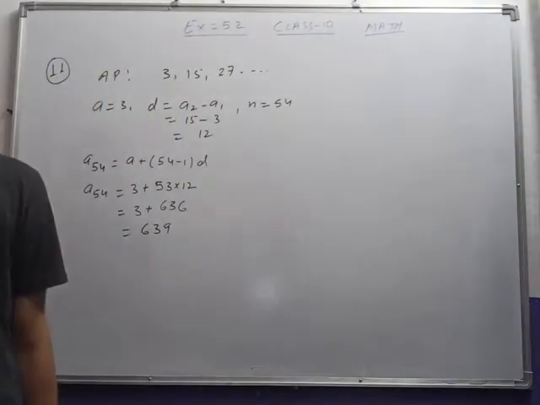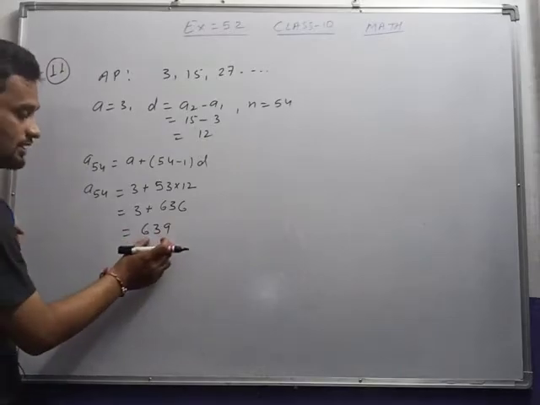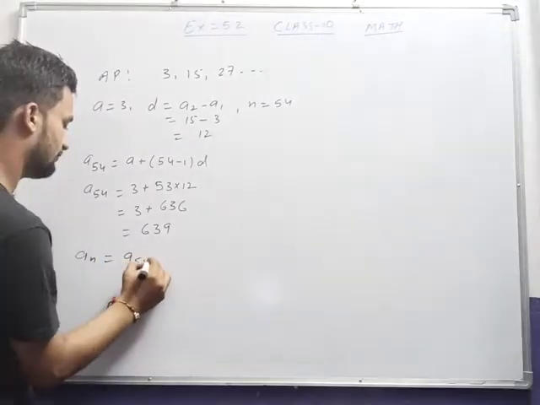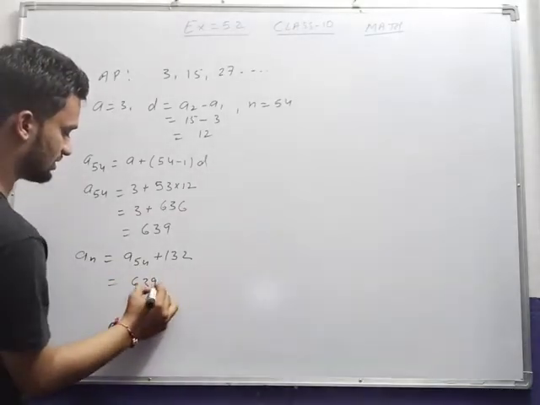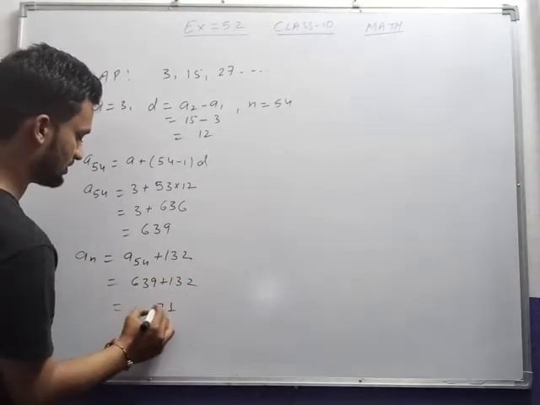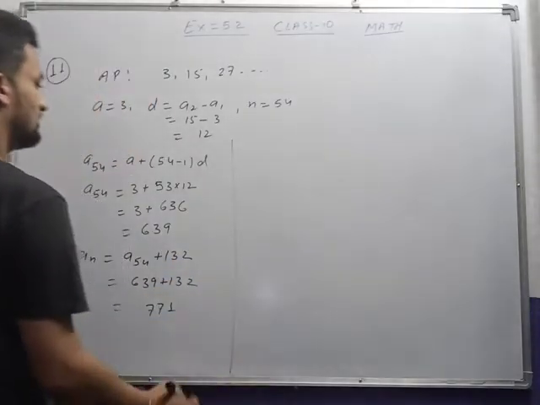As you know, it is already given that we need the term of the AP which should be 132 more than its 54th term. So the 54th term is 639. So AN must be A54 plus 132. So this will be 639 plus 132, which is 771. So this will be the last term.